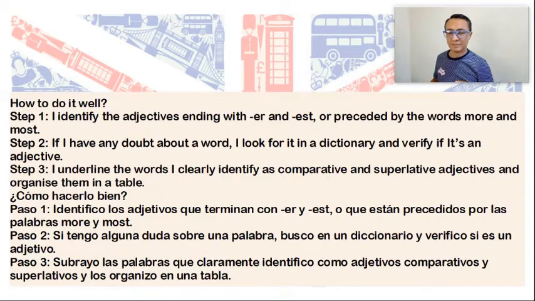How to do it well. Step 1. I identify the adjectives ending with -er and -est or preceded by the words more and most. Step 2. If I have any doubt about a word, I look for it in a dictionary and verify if it is an adjective. Step 3. I underline the words I clearly identified as comparative and superlative adjectives and organize them in a table.